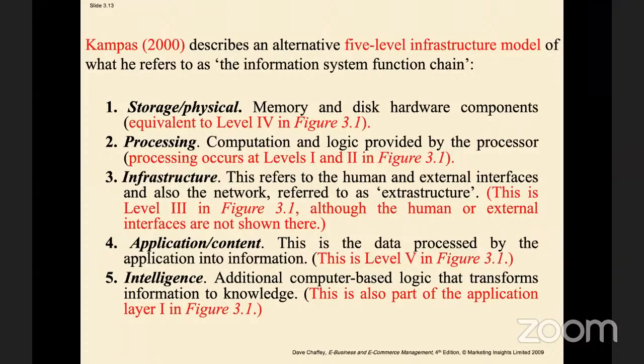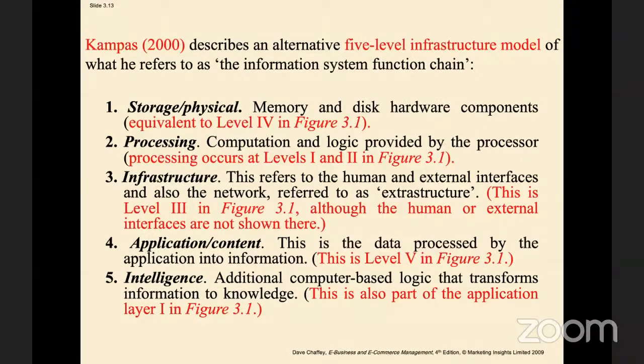Number 1, storage or physical: memory and disk hardware components, equivalent to level 4 in figure 3.1. Number 2, processing: computation and logic provided by the processor. Processing occurs at levels 1 and 2 in figure 3.1. Number 3, infrastructure. This refers to the human and external interfaces, and also the network, referred to as extra structure. This is level 3 in figure 3.1, although the human or external interfaces are not shown there.